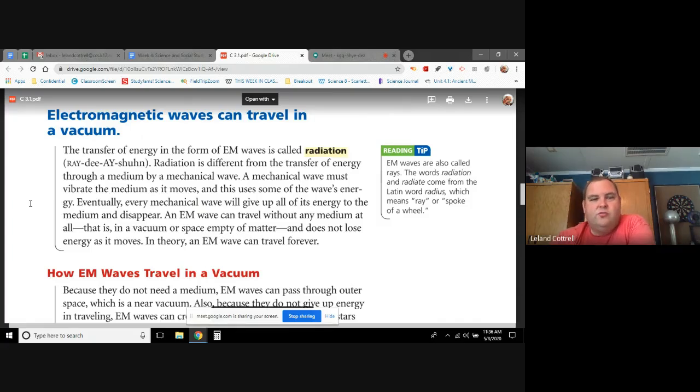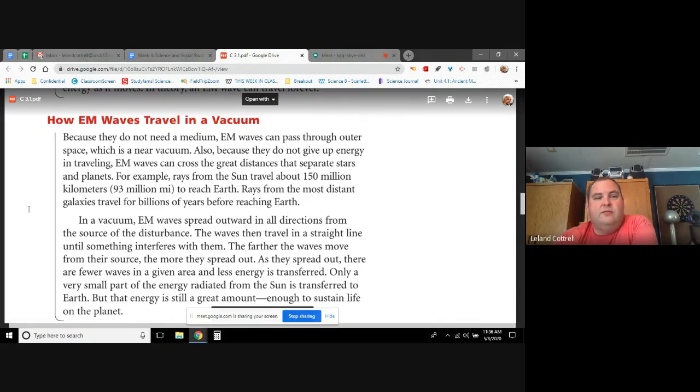An EM wave can travel without any medium at all, that is, in a vacuum or space of empty matter, and does not lose energy as it moves. In theory, an EM wave can travel forever. How EM waves travel in a vacuum.